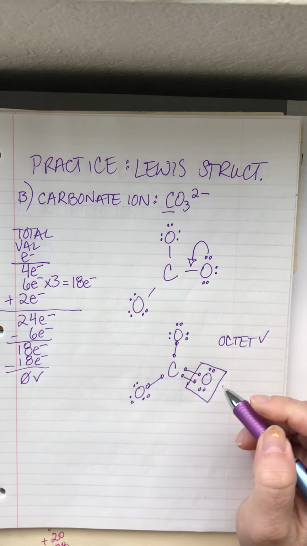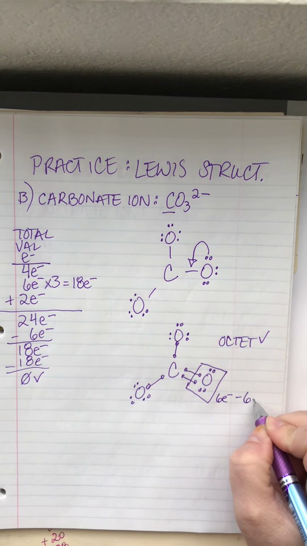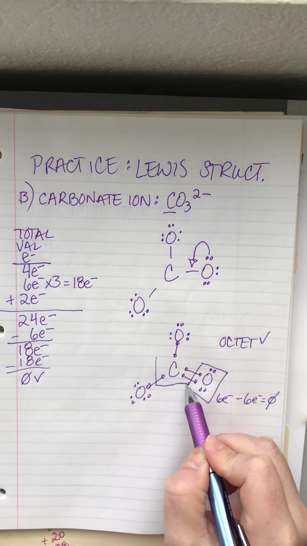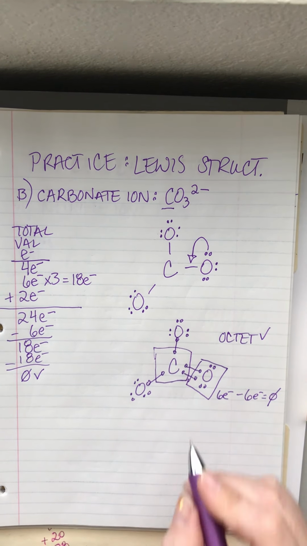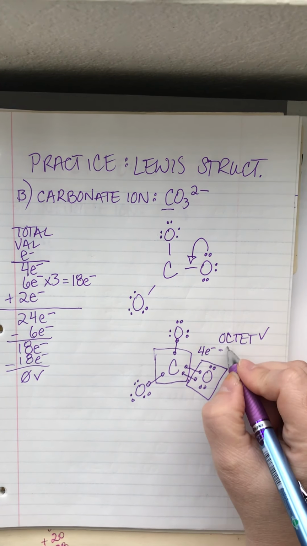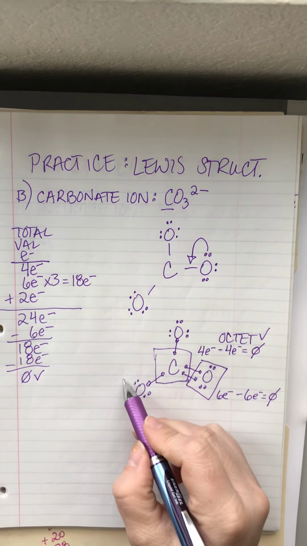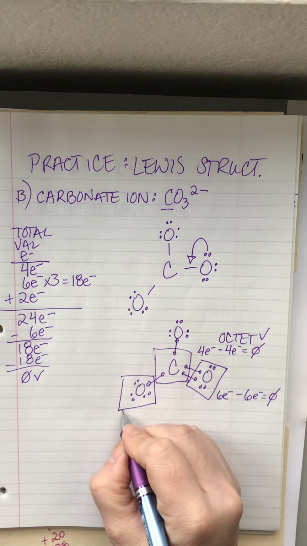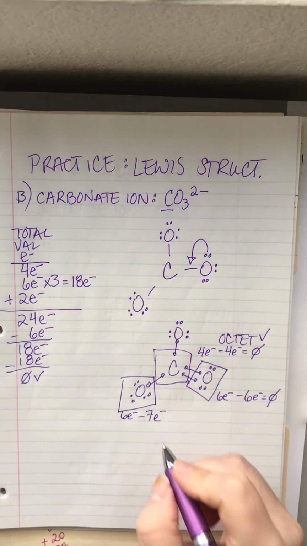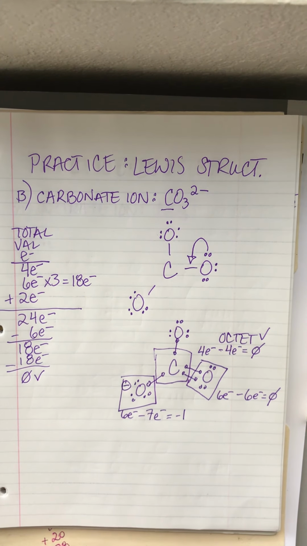So first I can look at this oxygen, which again comes to the table with 6 electrons. And here it has 6 electrons for a total charge of 0. Carbon came to the table with 4 electrons, and it has 4 electrons directly around it, 1, 2, 3, 4, for a total charge of 0. And then this oxygen came to the table with 6 electrons and has 7 electrons here for an overall charge of -1. So we'll draw a negative charge over here.